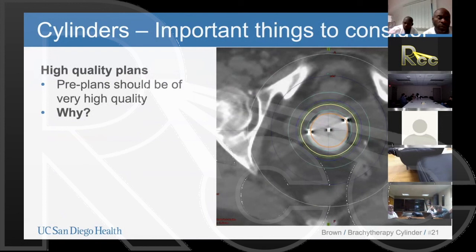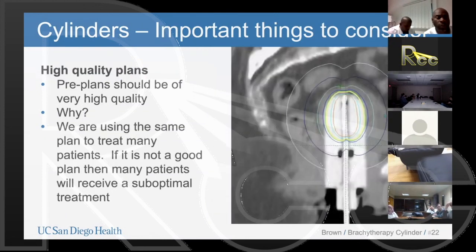Okay, important things to consider. I think I said this already, but pre-plans must be of high quality. Why is that? Because if we get them wrong, then we're going to use the same plan for each one of our patients. And that means that each one of those patients treated with the incorrect plan is going to have a suboptimal treatment. So very important to spend a substantial amount of time up front when you generate those pre-plans to make sure that they are accurate. Again, you can make your own Excel spreadsheet to ensure that they are accurate. We have Excel spreadsheets that you can use as well to make sure that they are accurate.